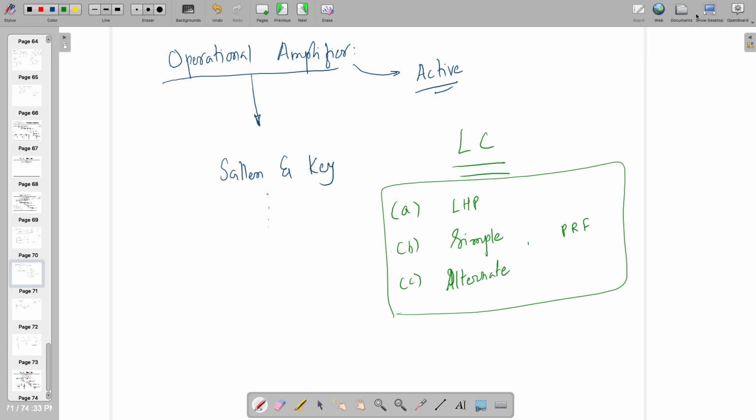Foster 1, Foster 2, Cauer 1, Cauer 2, all are dealing with the same transfer function. Four different answers for the same transfer function.